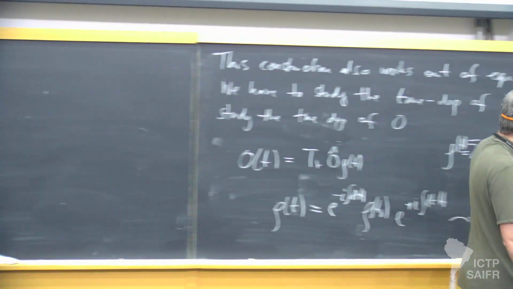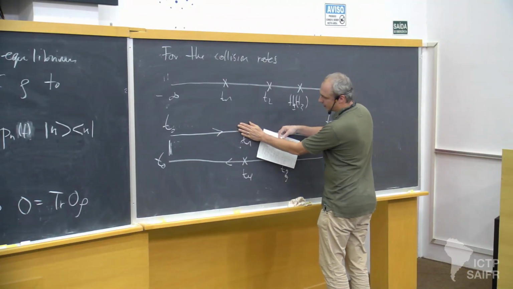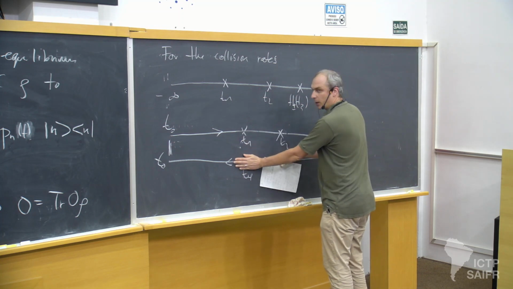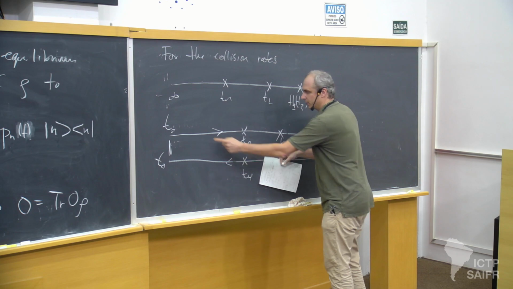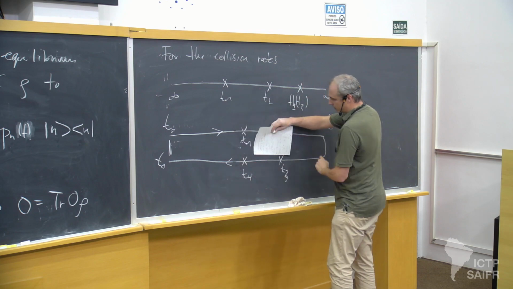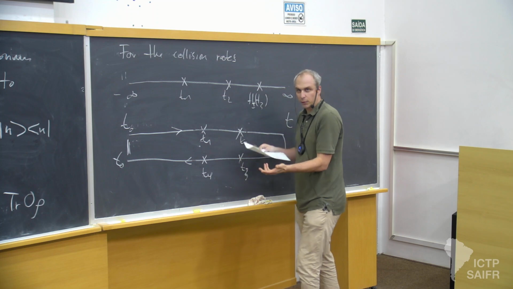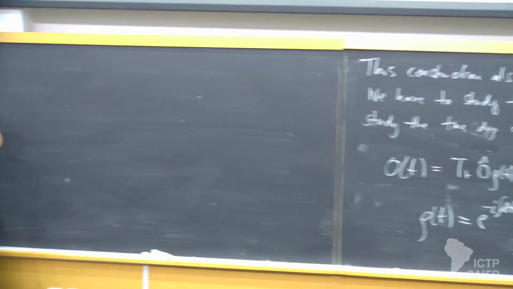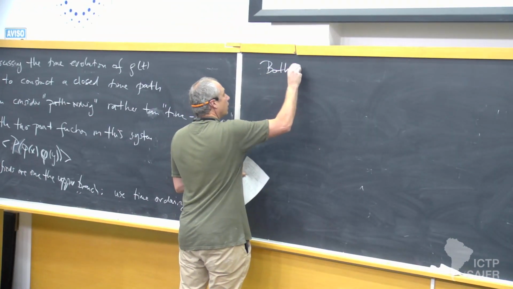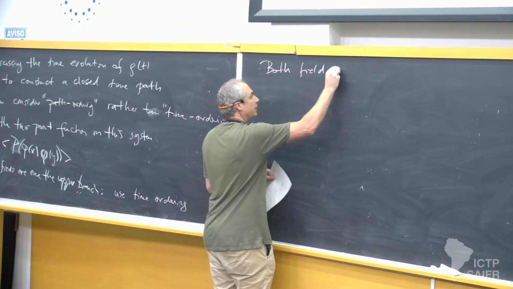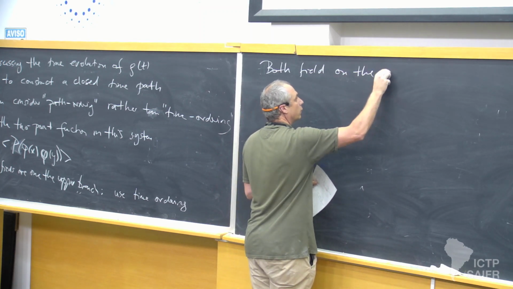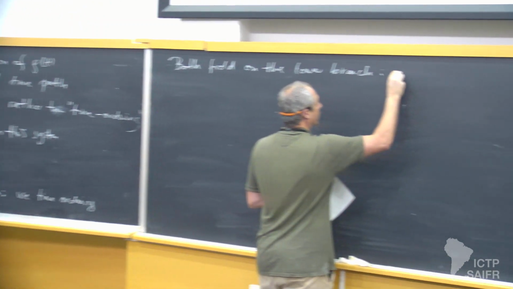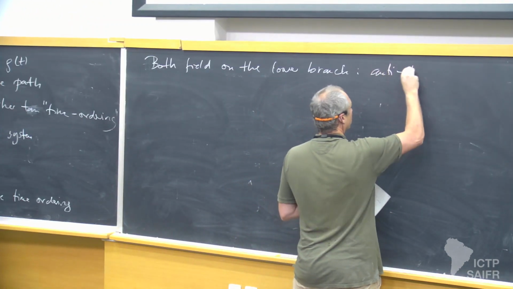No. Now we do two-point functions, right? So we have only two times, and let's assume both of these times are on the lower branch. So we said if both times are on the upper branch, we have to do time ordering, right? So if now both times are on the lower branch, we have to do anti-time ordering, right? Just because time is flowing in the opposite direction. So both fields on the lower branch you have to use anti-time ordering.